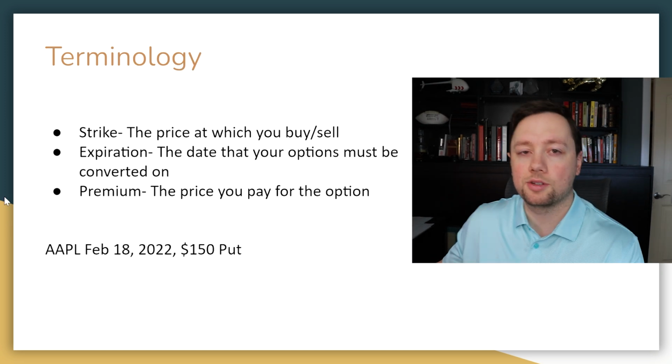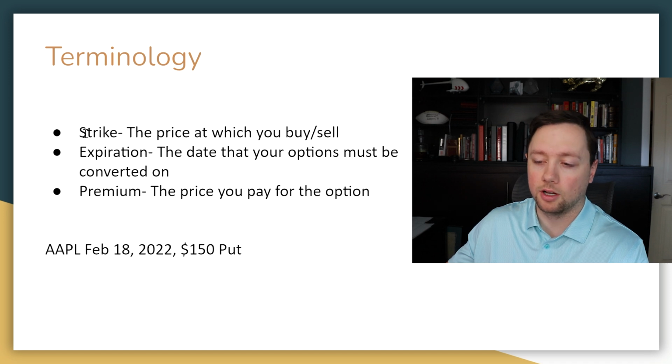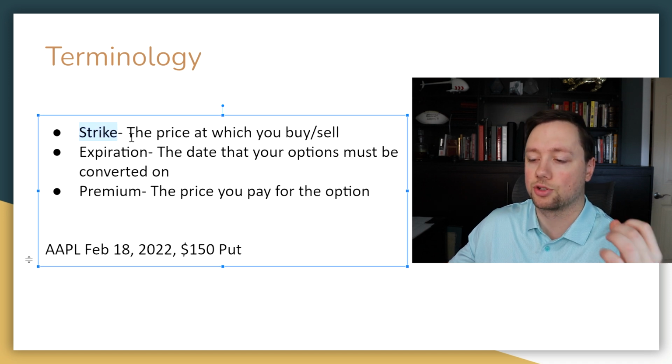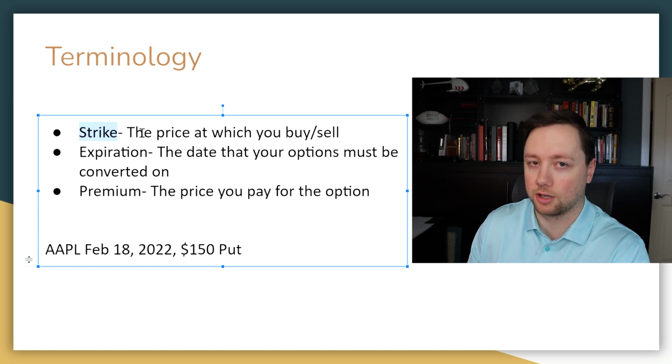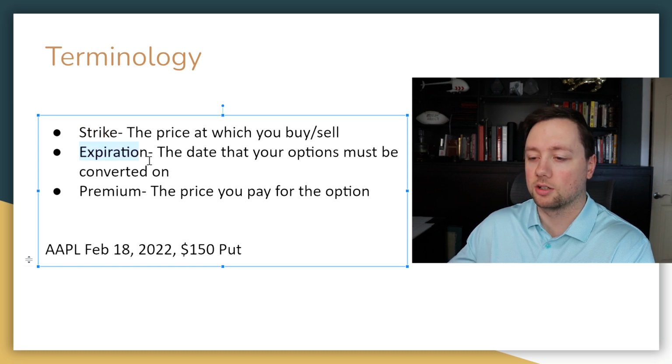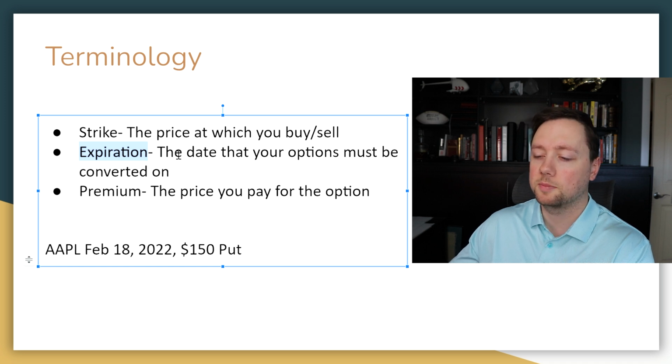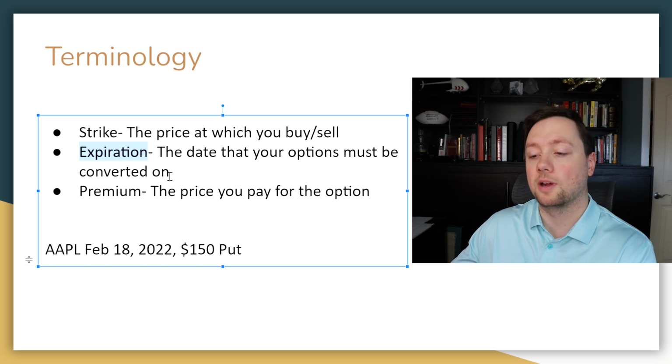Now, when it comes to options, there's a little bit of terminology that you need to know. The first piece of terminology is called the strike price. This is the price at which you can buy or sell the shares. The next piece of terminology is called the expiration date, and this is basically the date that your options must be converted on. For us, it was February 18th, 2022. That is the date that the options expire on.